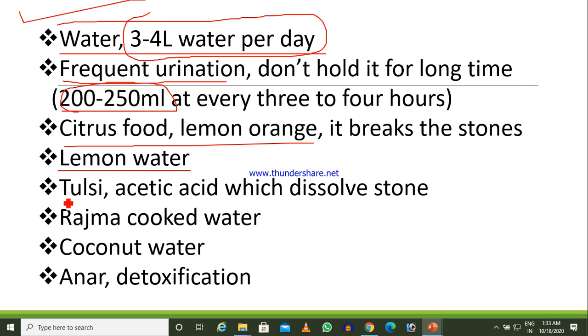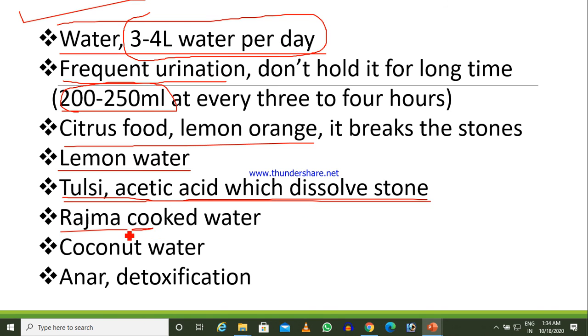In the morning you can take tulsi. Someone in the family who gets up earlier can take some 10-15 tulsi leaves and clean them properly, and in the morning all the family members can take it. It is not only for that, it will be useful as a very good mouth freshener, because tulsi leaves contain acetic acid which will dissolve the stone.